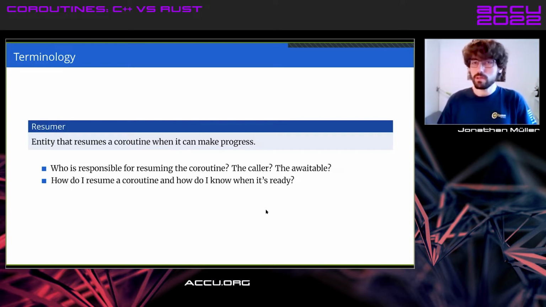It should resume it when the coroutine can make progress. But how does it know when the coroutine can make progress, right? How is that informed? Where does the information flow here? So we will now go over those questions and look at how they're answered in C++ and Rust.